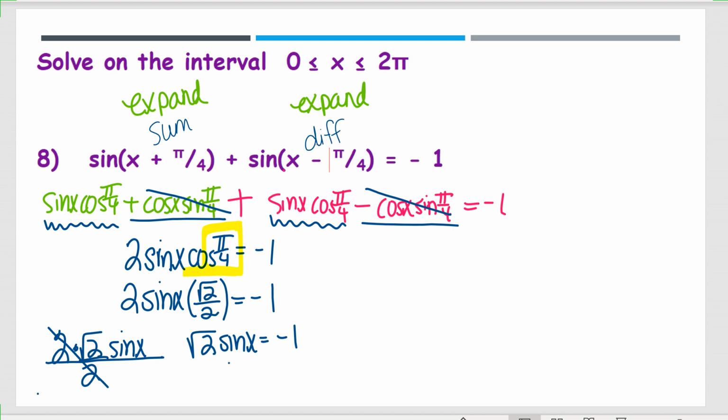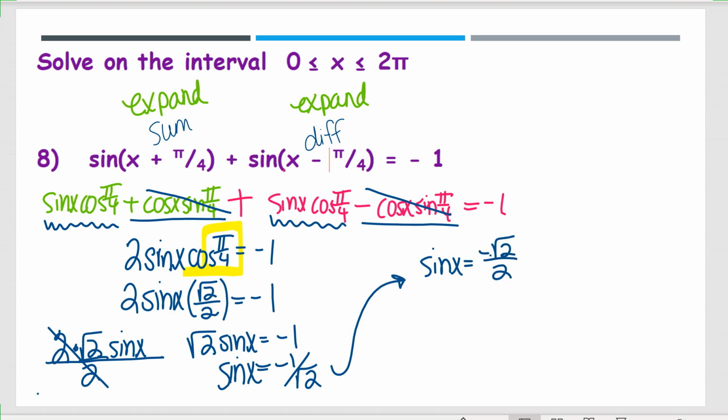Okay, keep plugging and chugging along. If we divide through to isolate sine, I get sine is -1 divided by the square root of 2. Now we've done this several times. If you still need to rationalize and show the work, do so. But 1 over square root 2 always rationalizes to be the square root of 2 over 2. So in our case, because it's a negative, we're going to have a negative square root of 2 over 2 equal to sine of x.